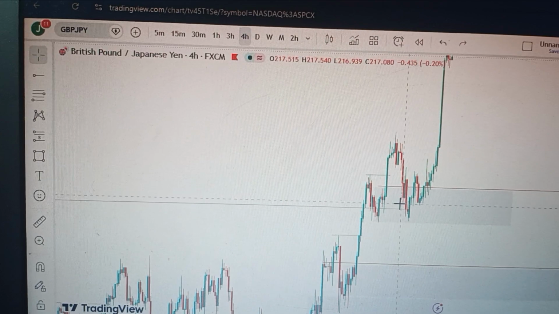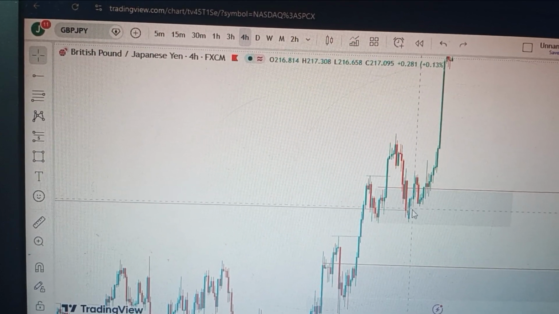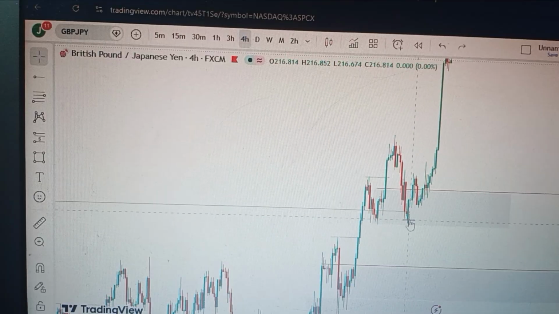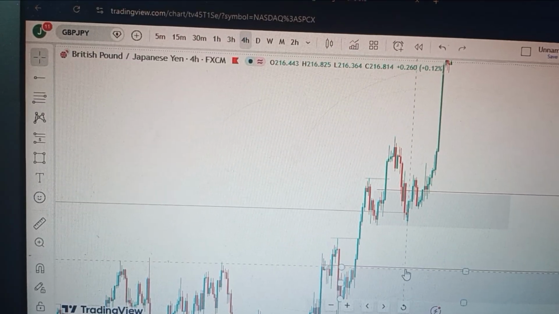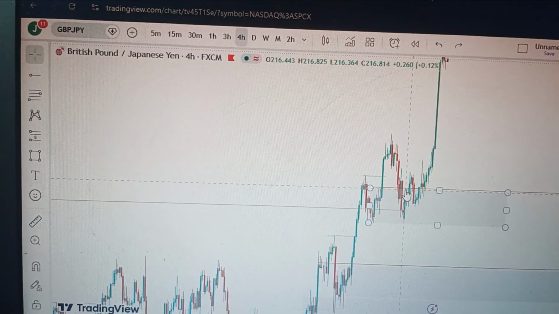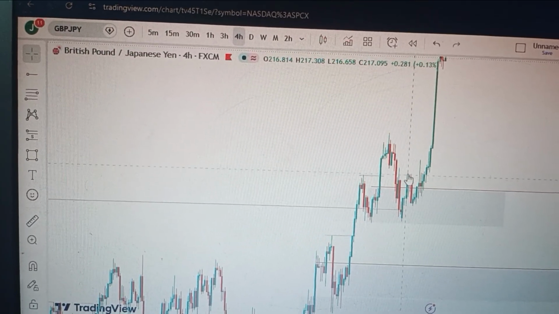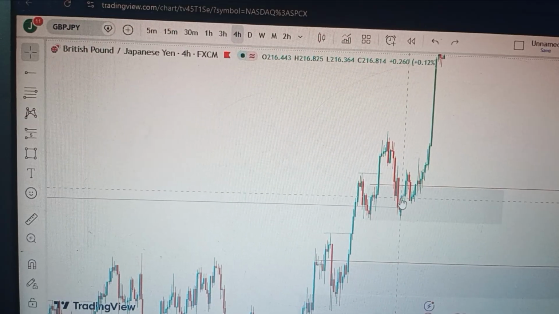It reacted from here and pushed up aggressively. Break structure, and break structure and push aggressively to the upside. So once you have a break of structure, what do I see here? I see a level of demand again. Let me map this one out.